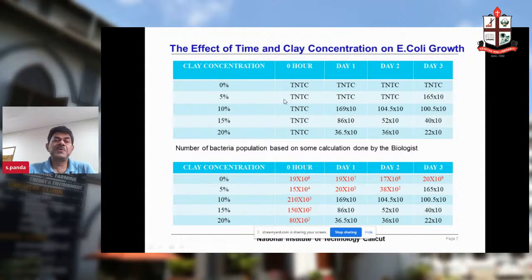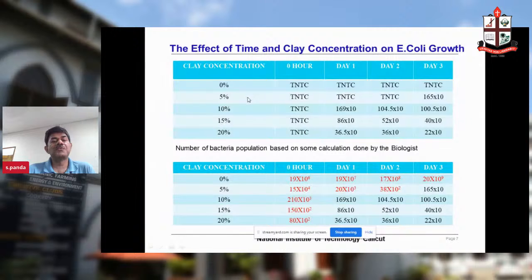Once you have 0% clay concentration, that means your hand is dirty and you are not mixing any chemical agent, so basically you are not killing the bacteria. At the very initial time, this is TNTC, a scientific term meaning too numerous to count, like infinity. Then in day 1, day 2, day 3, nothing dies. It stays the same, so there is always a risk of contamination.